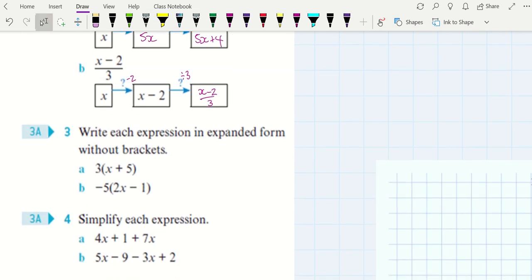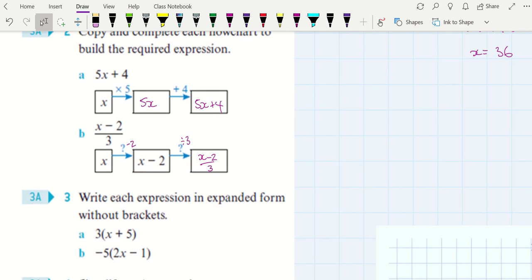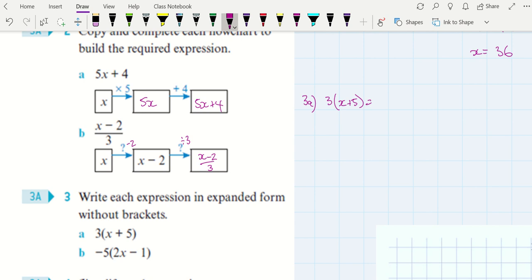Now, write each expression in expanded form without brackets. Oh, we've been doing a little bit of this recently, haven't we? So we've got question 3a. 3(x plus 5), so remember this is the distributive law. So we've got that in our factorized form, so 3 times x equals 3x, and plus 3 times 5 is 15. Now let's have a look at 3b.